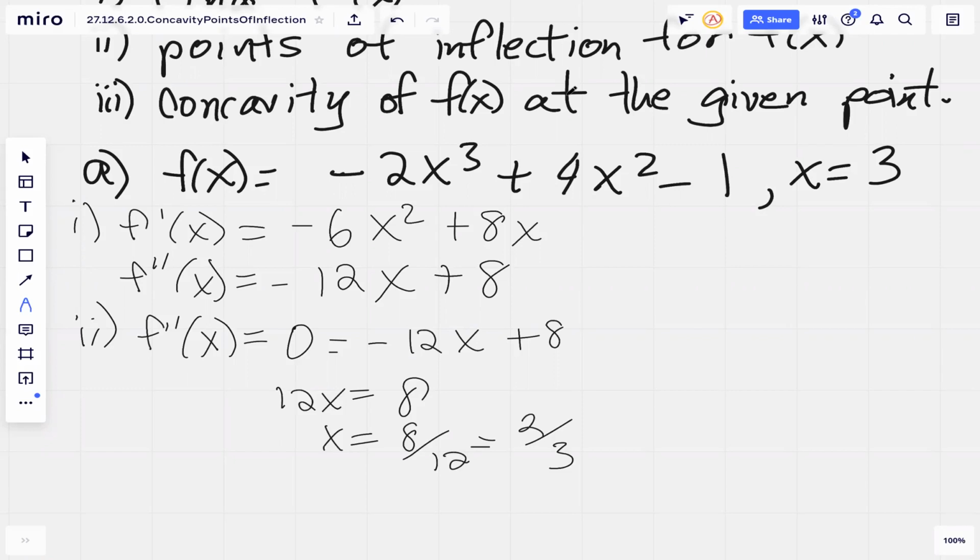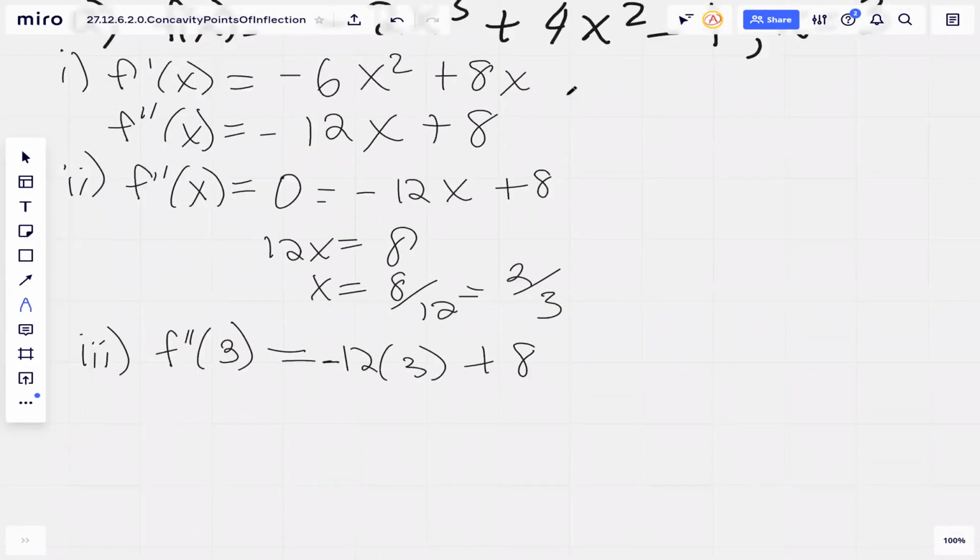And then finally, 1, 2, 3, concavity at the given point. To find the concavity, we plug that given point into the second derivative. So f double prime at 3. What do we get? Sorry, that's negative 12 times 3 plus 8. This equals negative 36 plus 8. So this is a negative value.